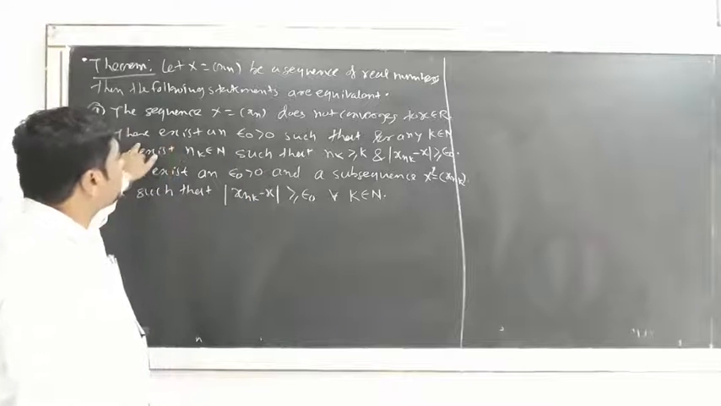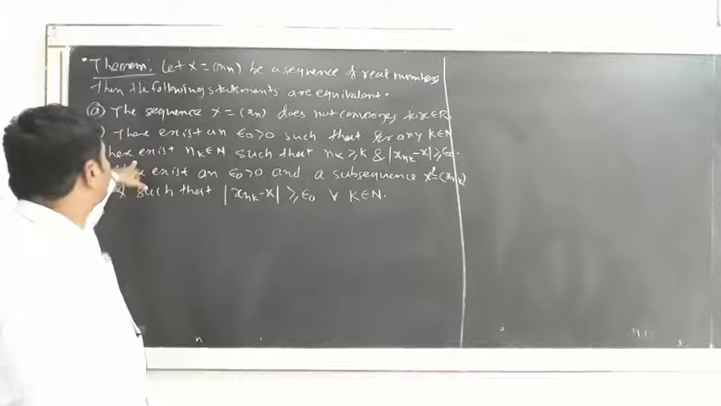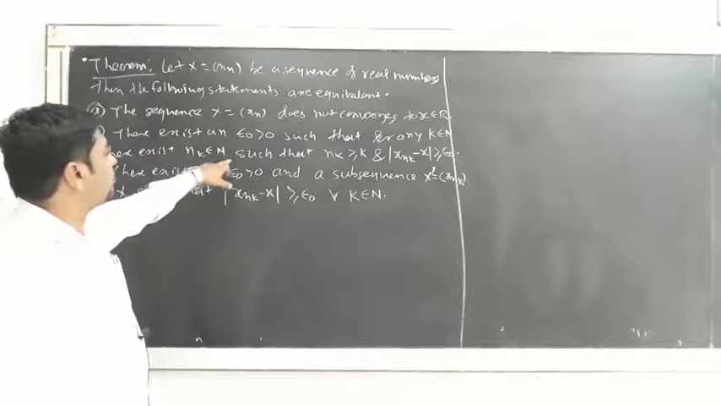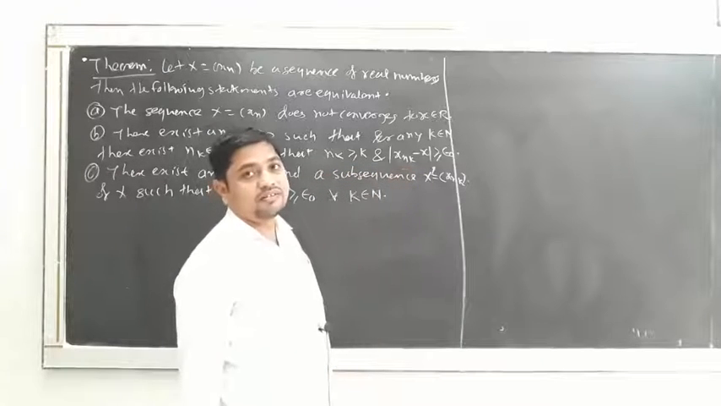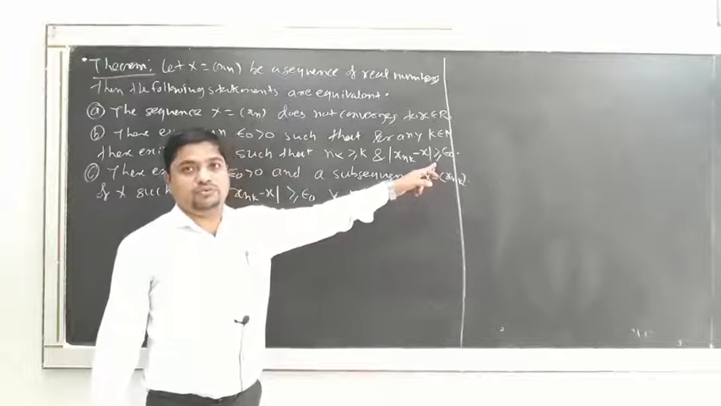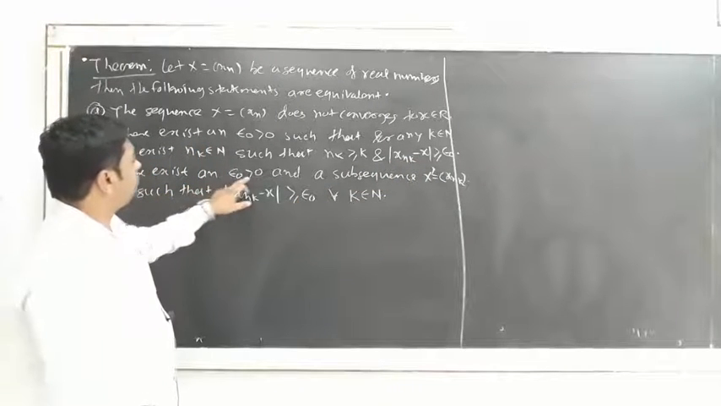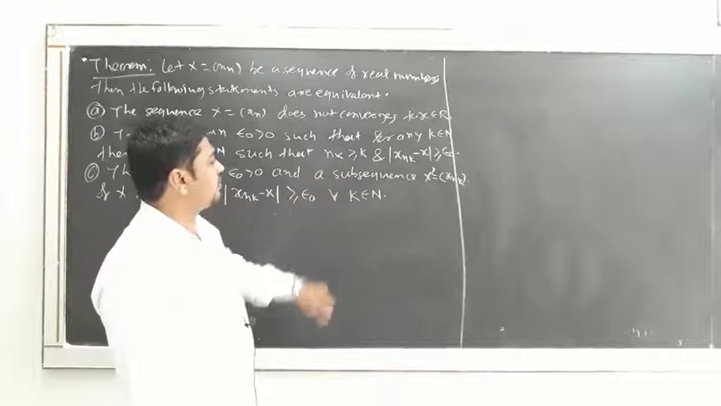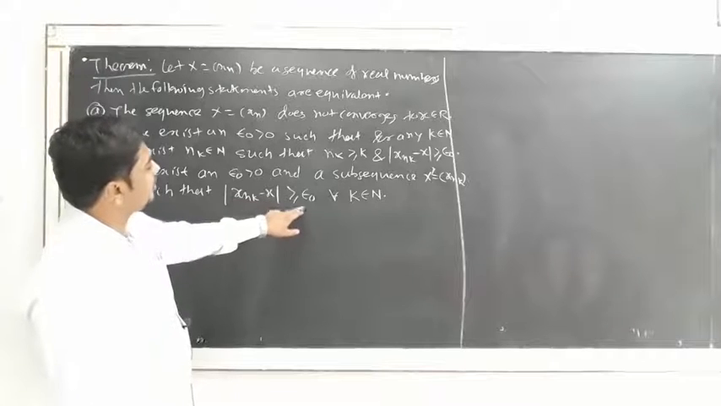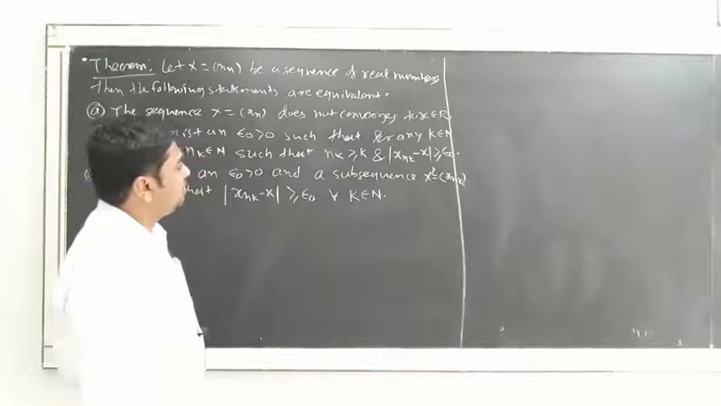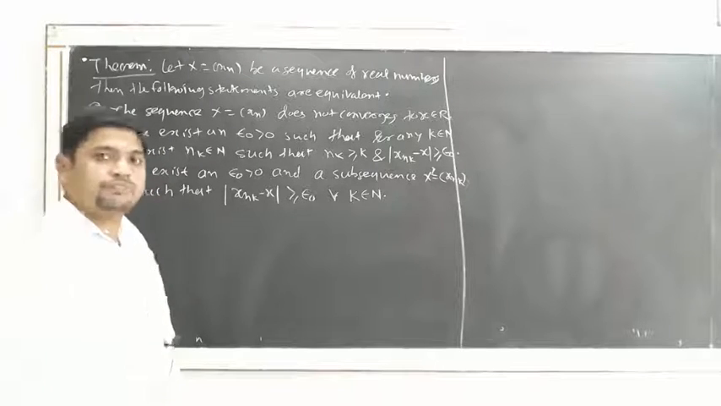Then there exists an epsilon 0 greater than 0 such that for any k belonging to N, there exists an nk belonging to N such that nk is greater than or equal to k and the modulus of xnk minus x is greater than or equal to epsilon 0. Then one more thing: there exists an epsilon 0 and a subsequence x dash equal to xnk of X such that the modulus of xnk minus x is greater than or equal to epsilon 0 for all k belonging to N.